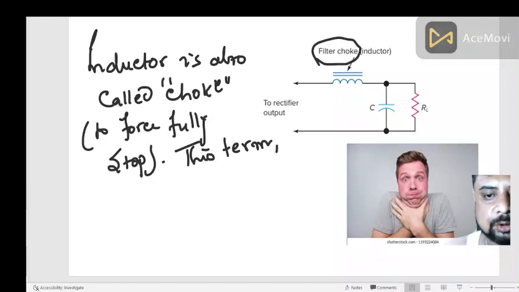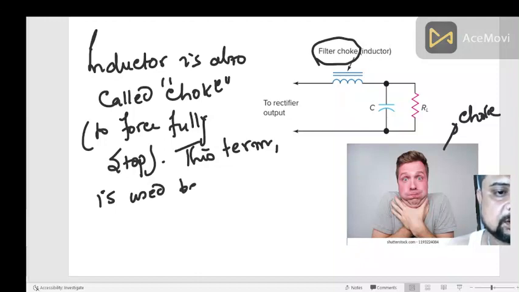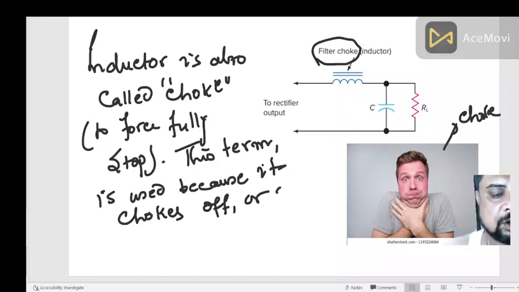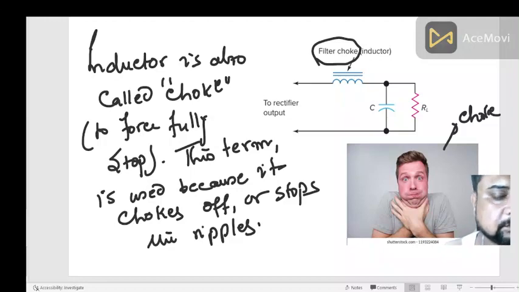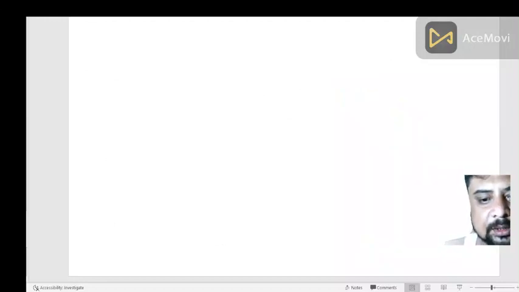So this term is used, this is choke. Choking is used because it chokes off or stops the ripples. This is the reason it is used in the power supply or electrical engineering term.